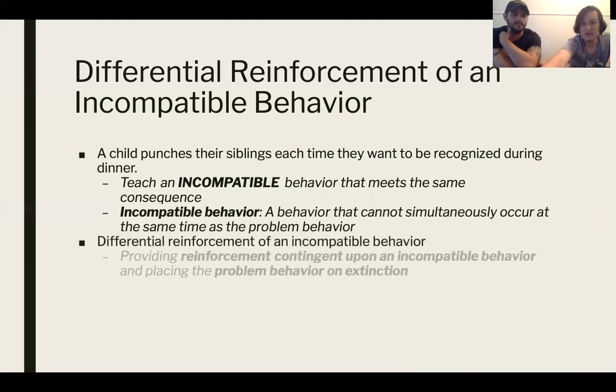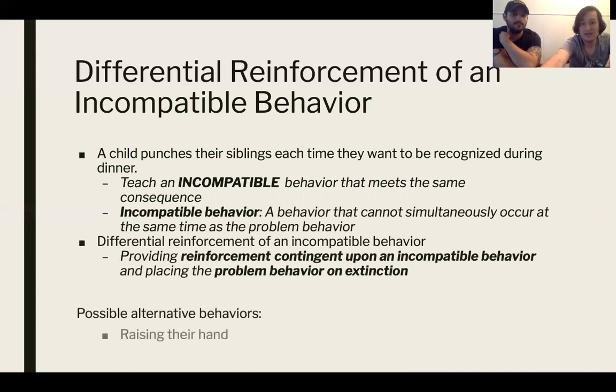So what can we do with this differential reinforcement procedure? We can provide some alternative behaviors that meet the same consequence, right? So let's say that I'm punching a sibling because I want attention. Instead of punching them, my parents can put me on a DRI where, instead of punching, I have to raise my hand, right? If I raise my hand, I can't punch you. That behavior is incompatible, and that's what I'm going to be reinforcing.